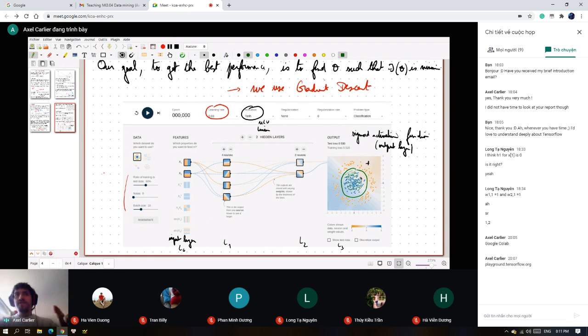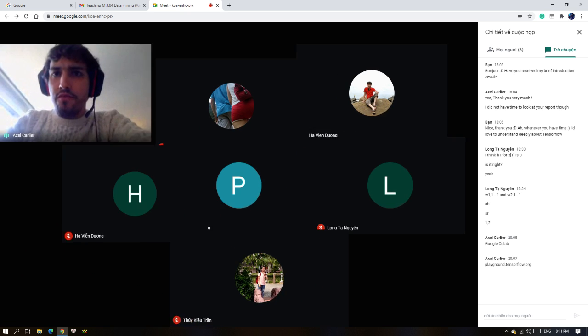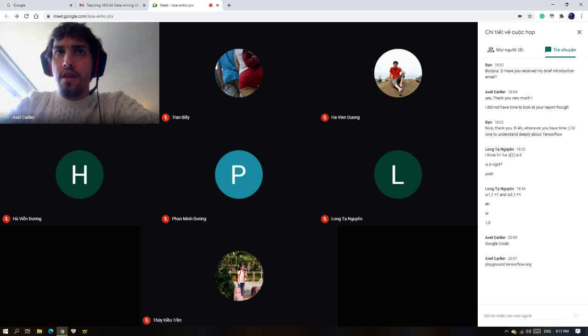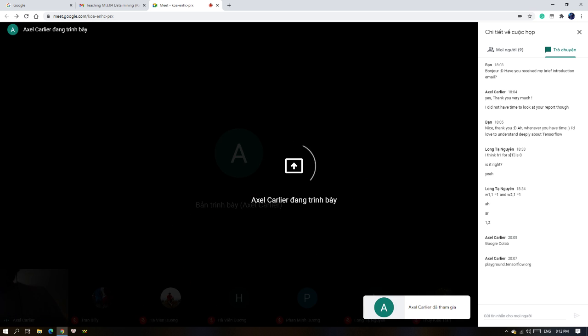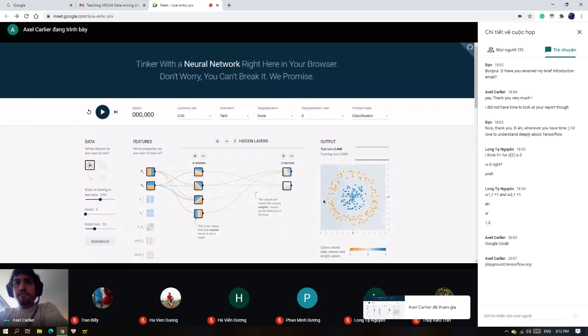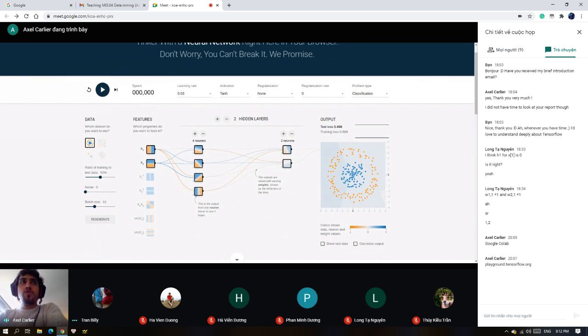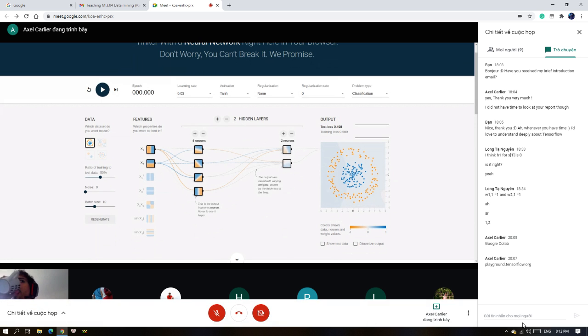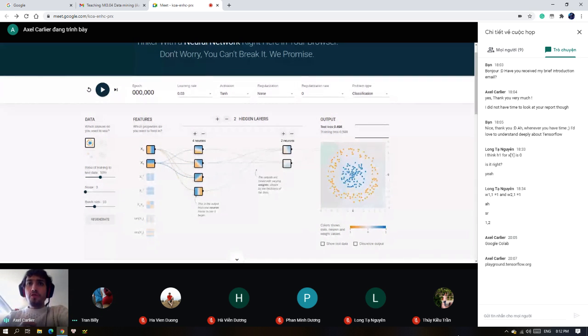So this is for the introduction. Now I will really show you the playground. Let me try to stop the sharing and to share. Okay. Can you see my screen now? Now you should see the playground, okay? Yes. So one thing you can do if you want is you can try to do it at the same time if you want to test it.